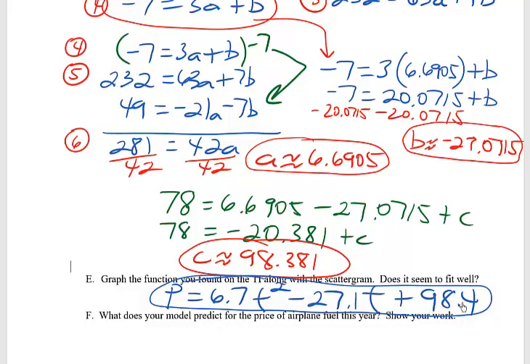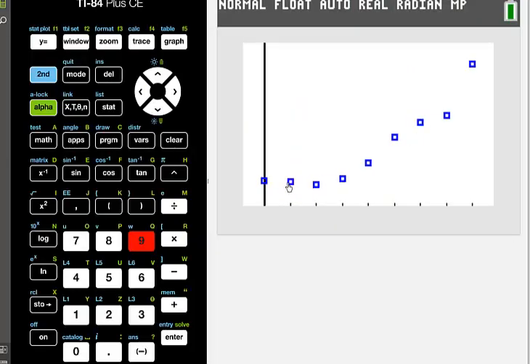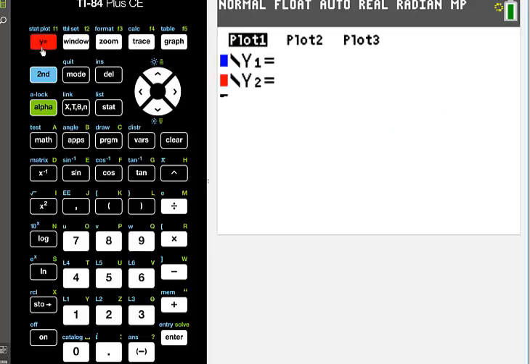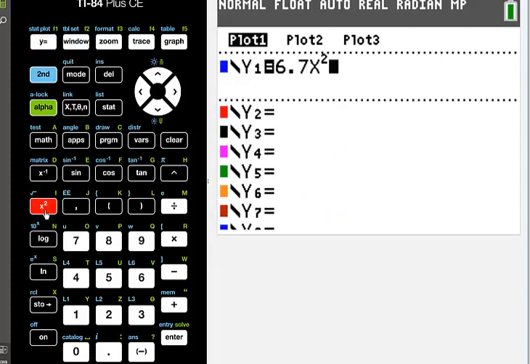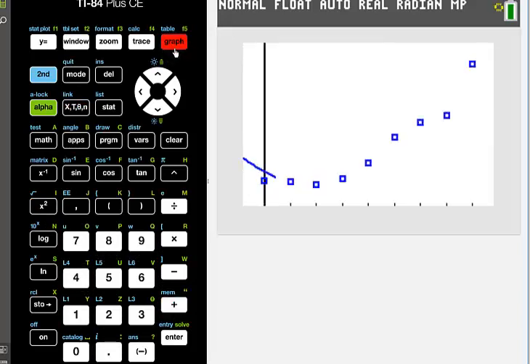Letter E says, let's check it. Let's stick it into the calculator and see if it looks like it fits the data pretty well. All right, I want to leave my scattergram on there and just add in the quadratic function we just found. I'll hit y equals. I'm going to leave the plot turned on. I just need to type in my equation. Of course, I have to use x instead of t, minus 27.1x, and then plus 98.4. And then just hit graph.